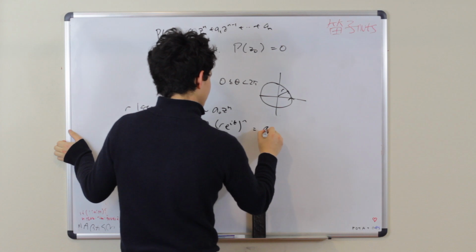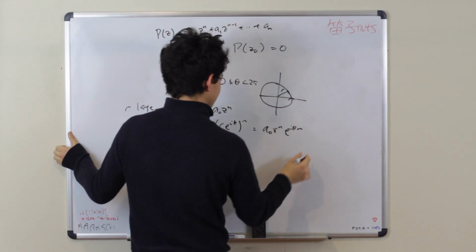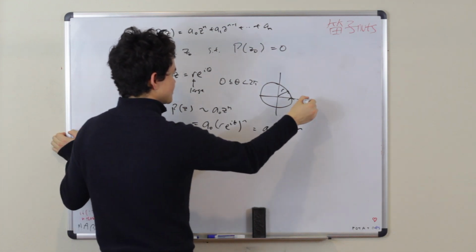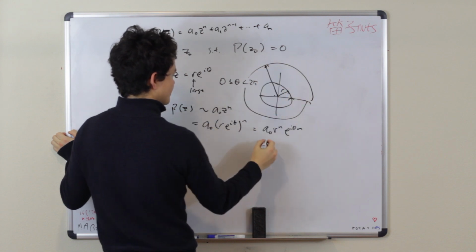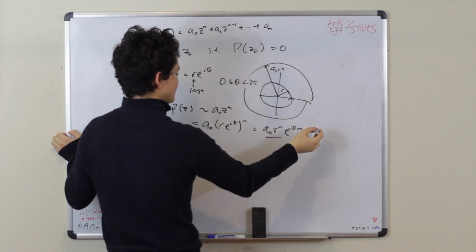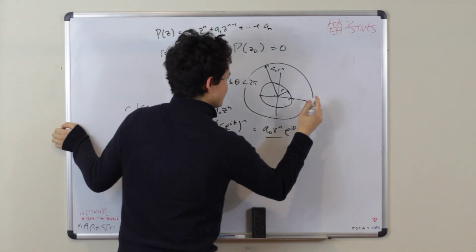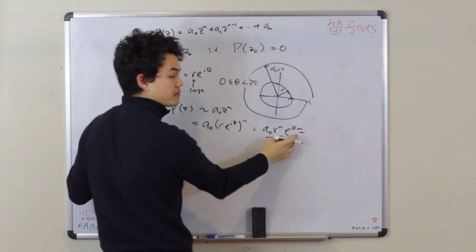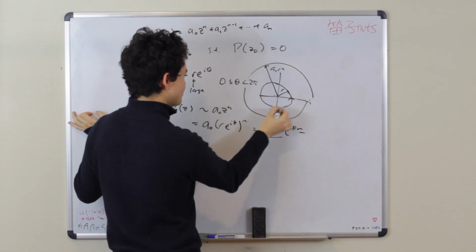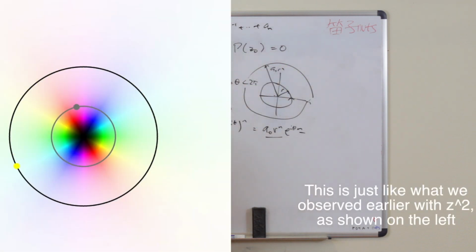And if we write this out, this is a parameterization of a circle going around the origin of radius a0 times r to the n, but traversing it n times. We start here and traverse it n times, because the exponent is n. We're going from theta equals 0 to 2 pi. So the input goes around once, and the output goes around n times. So that's the image of a circle for r large.